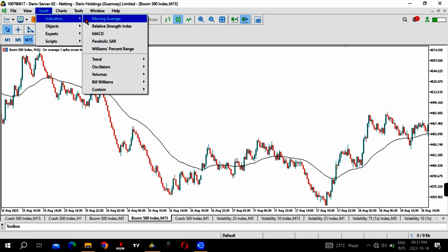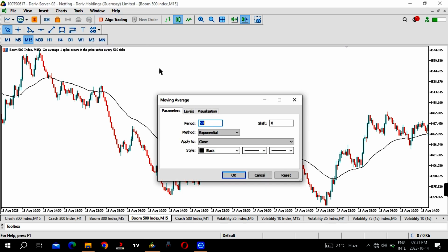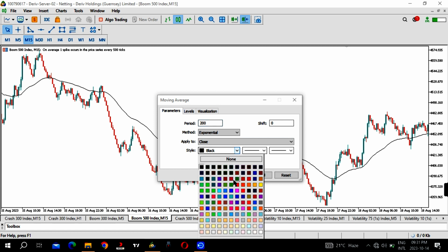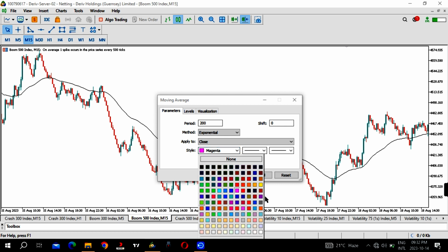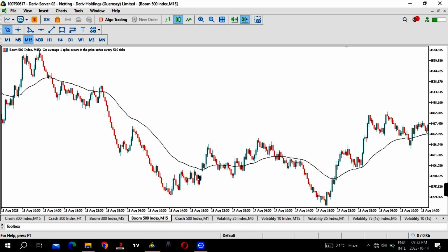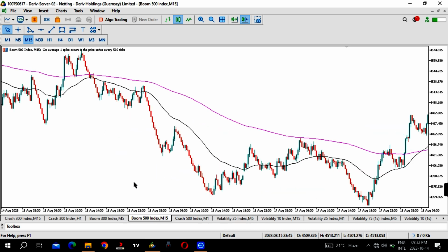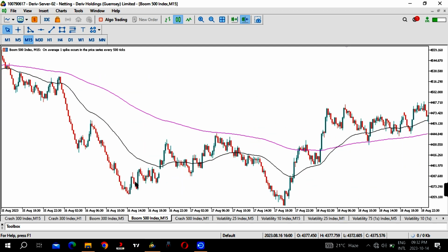Then I like to use it in combination with the 200 moving average, and I like to use purple for this one. Purple is called Magenta right over here, but check out, there are many purples. The last purple that I saw was too dark. I didn't want a dark purple, so I want to look a little bit lighter. So that's what I like to use.